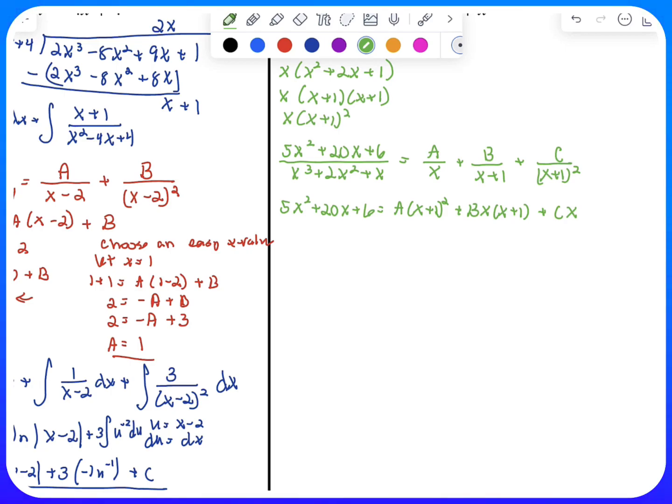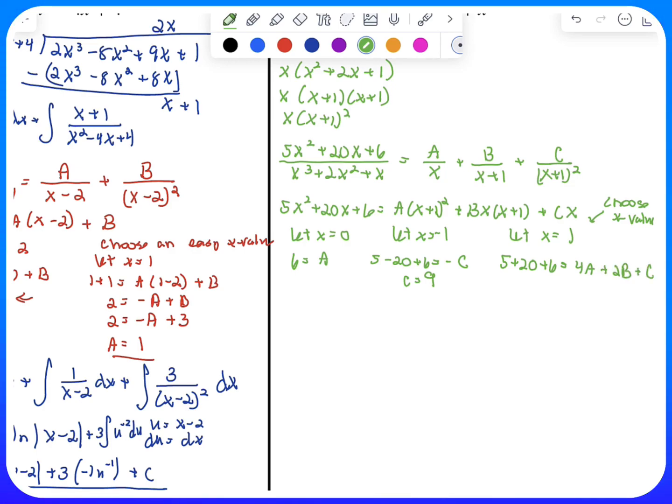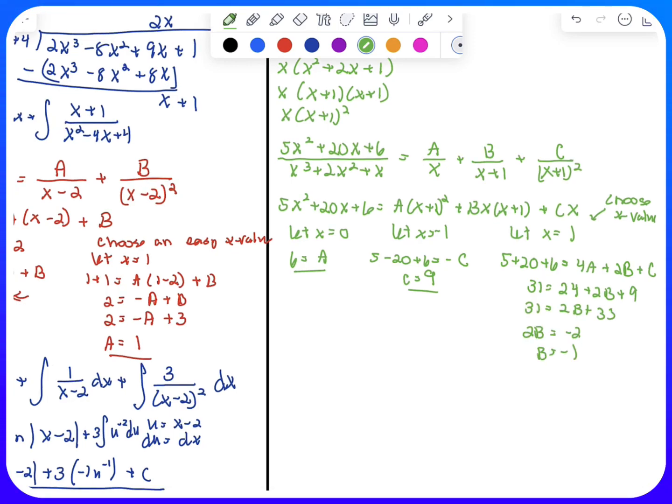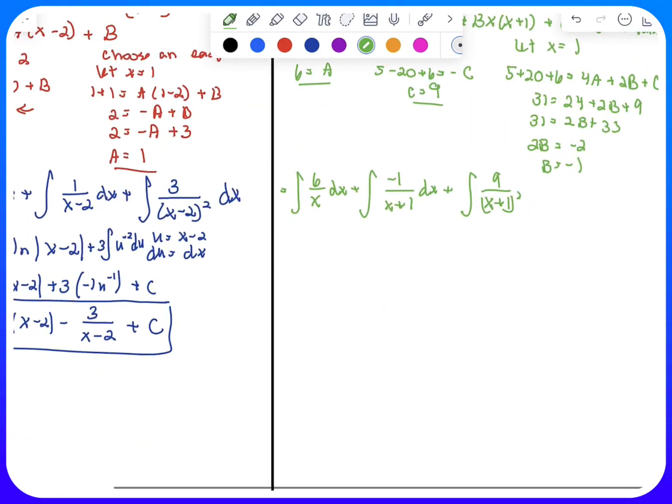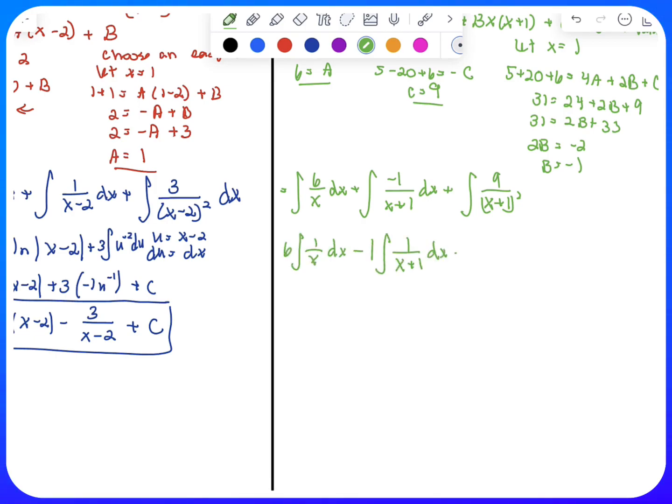Find your basic equation. We're going to let x equals 0, one of our roots, and we get a equals 6. Then we're going to let x equals negative 1, another root, and we end up with c equals 9. And then we're going to choose some other value of x. I haven't used 1 yet, so let's do that. And when I plug in 1, I end up with b is equal to negative 1. So rewriting this will be the integral of 6 over x dx plus the integral of negative 1 over x plus 1 dx plus the integral of 9 over x plus 1 quantity squared.